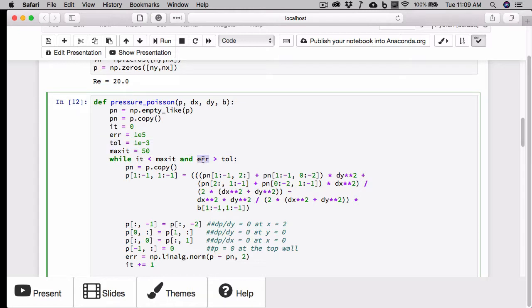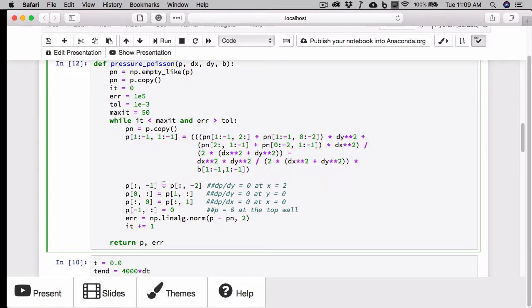Then, as long as the number of iterations is less than the maximum iterations, and as long as the error is greater than the tolerance, solve pointwise. So what this is doing is just taking the diagonal elements, and then solving for those diagonal elements and iterating.